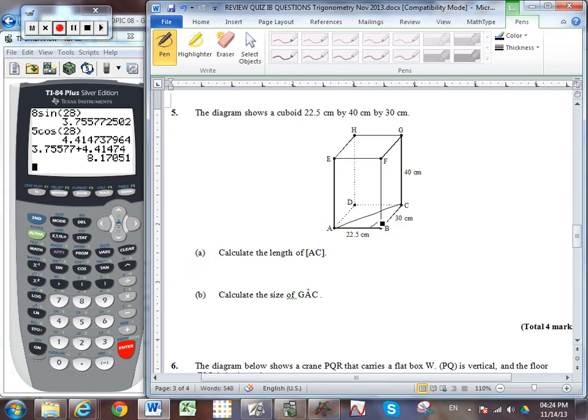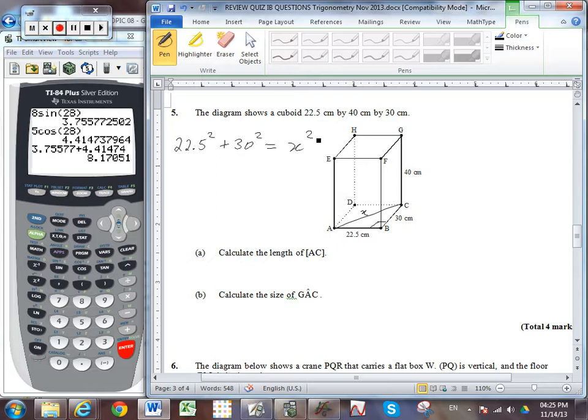Well, because it's a cuboid, then all of the angles must meet at 90 degrees. So we can see that we've got a right triangle. In order to find the length of this length x, we'd need to use the Pythagorean theorem. Anytime you've got a right triangle with two sides, you find the third side with the Pythagorean theorem. And so 22.5 squared plus 30 squared, a squared plus b squared equals c squared.